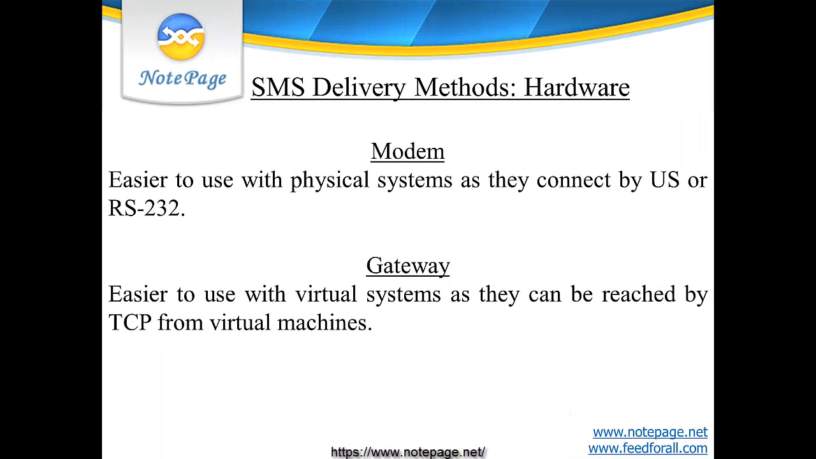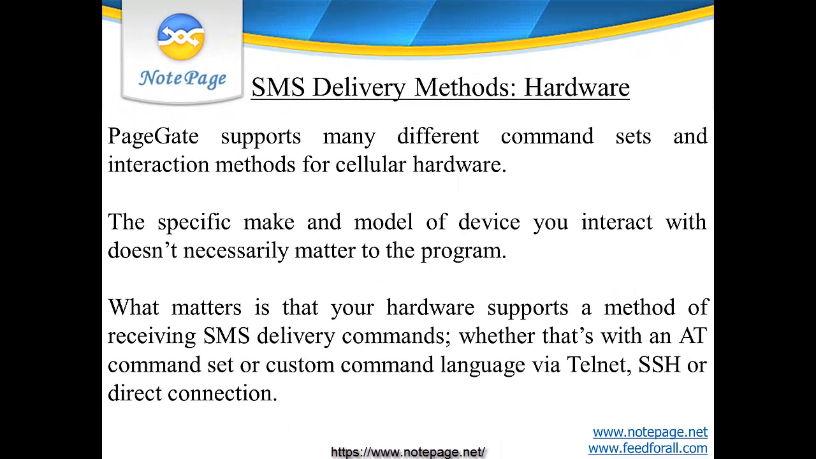Cellular hardware comes in two varieties: modem and gateway. Cellular modems are easier to use with physical systems, as they connect by USB or RS-232, and cellular gateways are easier to use with virtual systems, as they can be reached by TCP from the virtual machine. PageGate supports many different command sets and interaction methods for cellular hardware, and the specific makes and models of devices you interact with don't necessarily matter to the program.